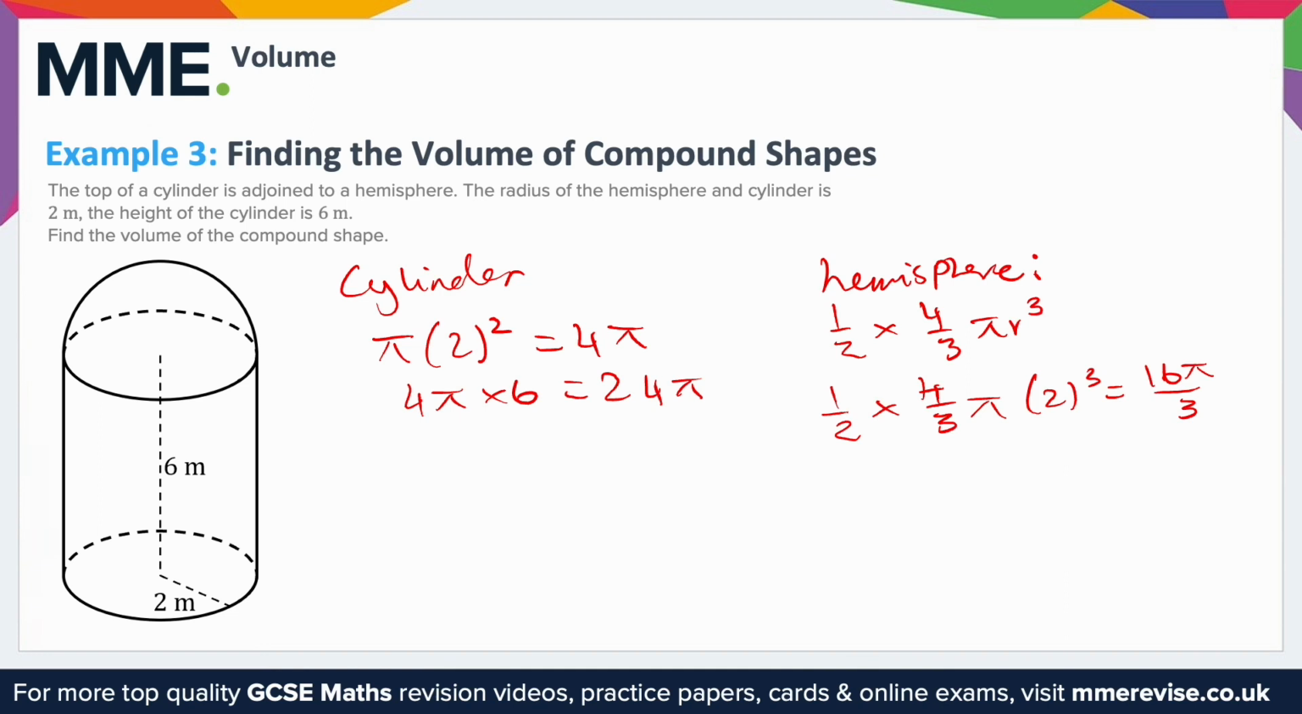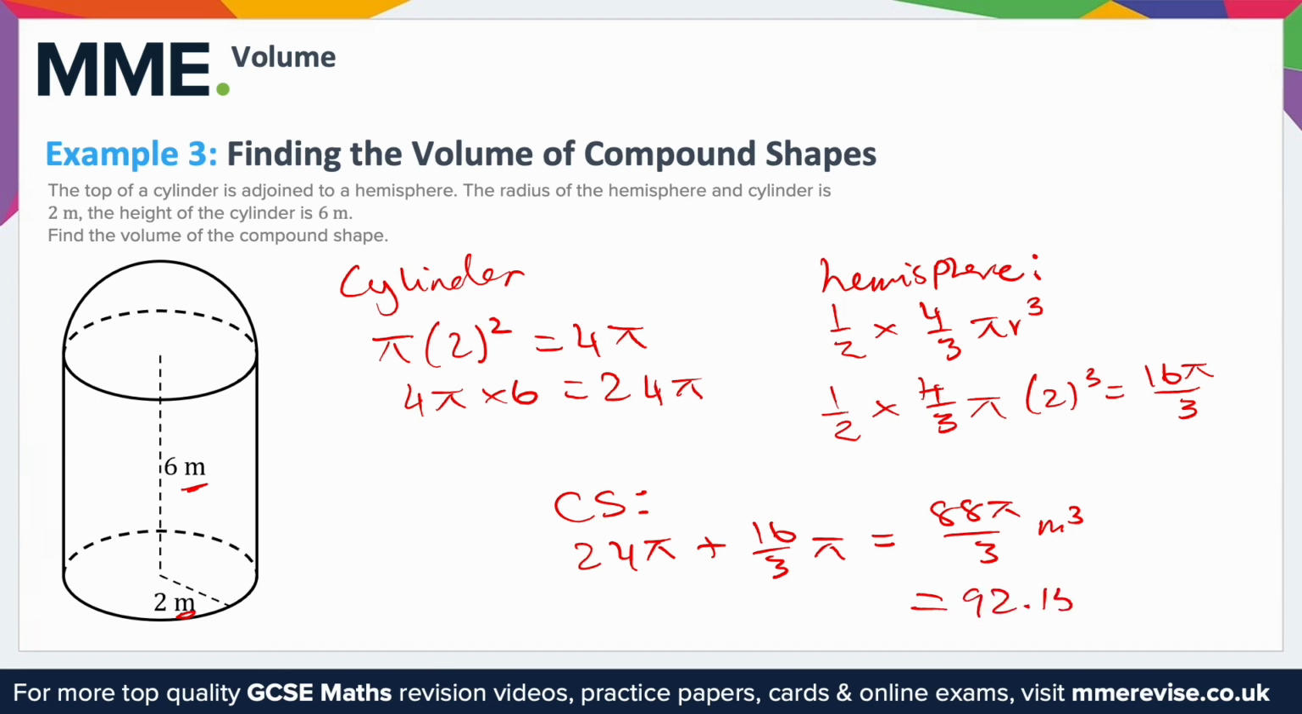From there, the compound shape is just these two added together. So 24 pi plus 16 over 3 pi, which is 88 pi over 3. And this would be in metres cubed because metres and metres, and we're working for a volume. So we are done, but if we want to give it as a decimal, this would be 92.15, and again, metres cubed. This is just to 2 decimal places. It does go on a little bit more, but we'll just leave it to 2 decimal places for now.